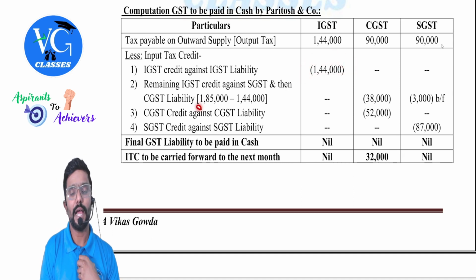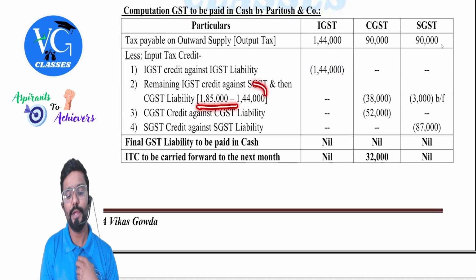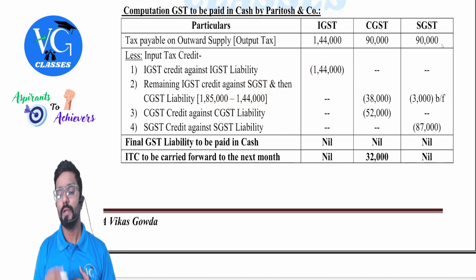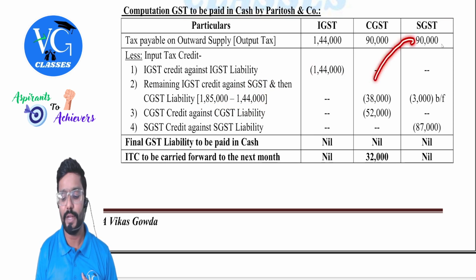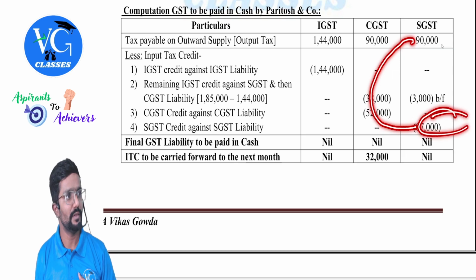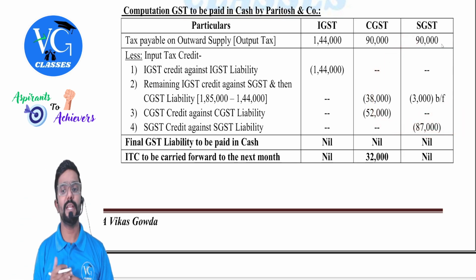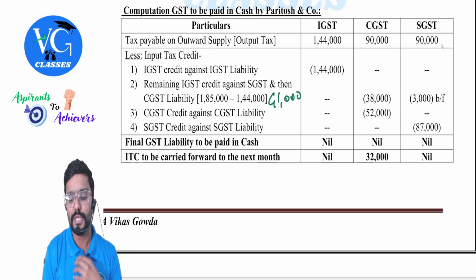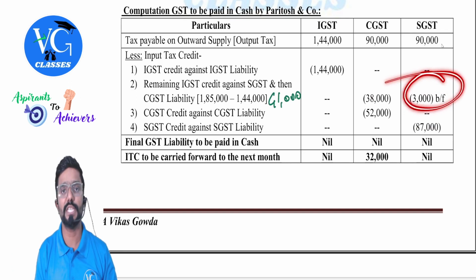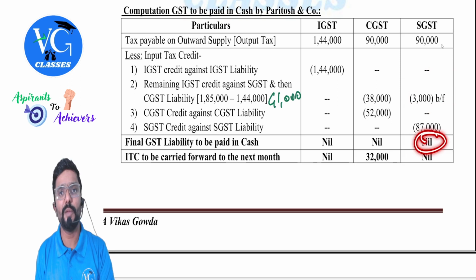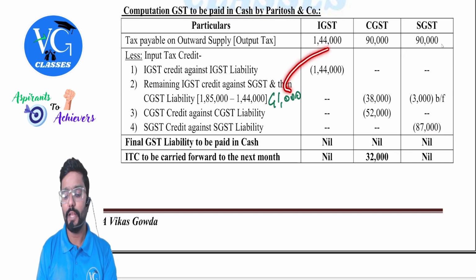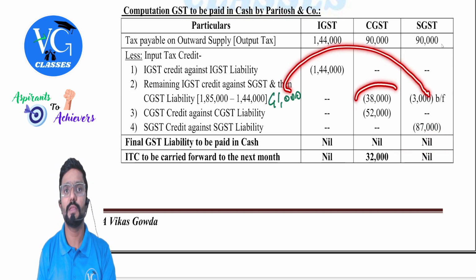So what is the remaining credit? I have a total of 185 IGST credit, and I utilized only 144 here. The remaining credit is 41,000. First, I will see how much I can use against SGST. The SGST liability is 90,000. I have SGST credit of 87. Find the balancing figure: 90 minus 87, 3,000. So out of 41,000, 3,000 I am using against the SGST liability. So SGST to be paid in cash becomes nil, with nothing to be carried forward. Out of 41, I have adjusted 3. The remaining is 38,000.